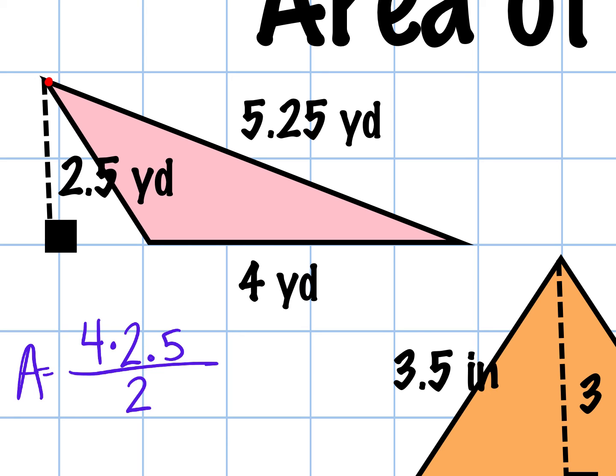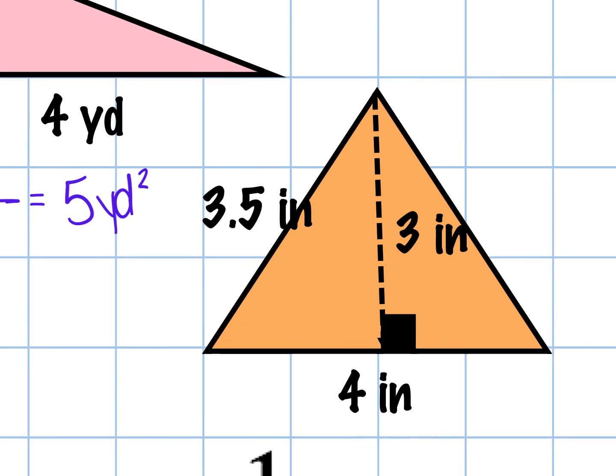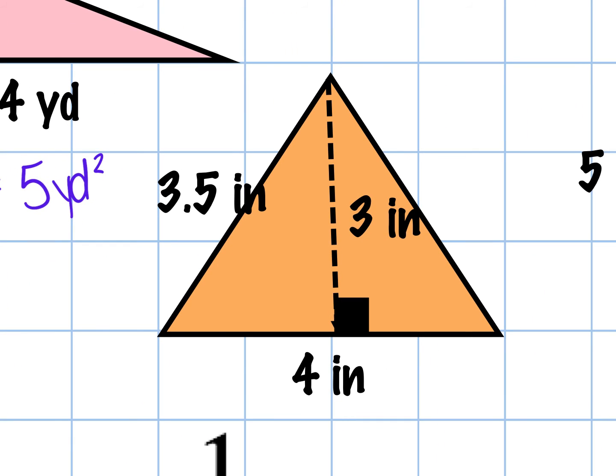Kylan? 5. I got 5 yards squared. Good, 5 yards squared. So 4 times 2.5 was 10. 10 divided by 2 gave you 5. What about for this orange one? What pieces should I be using for the orange one?